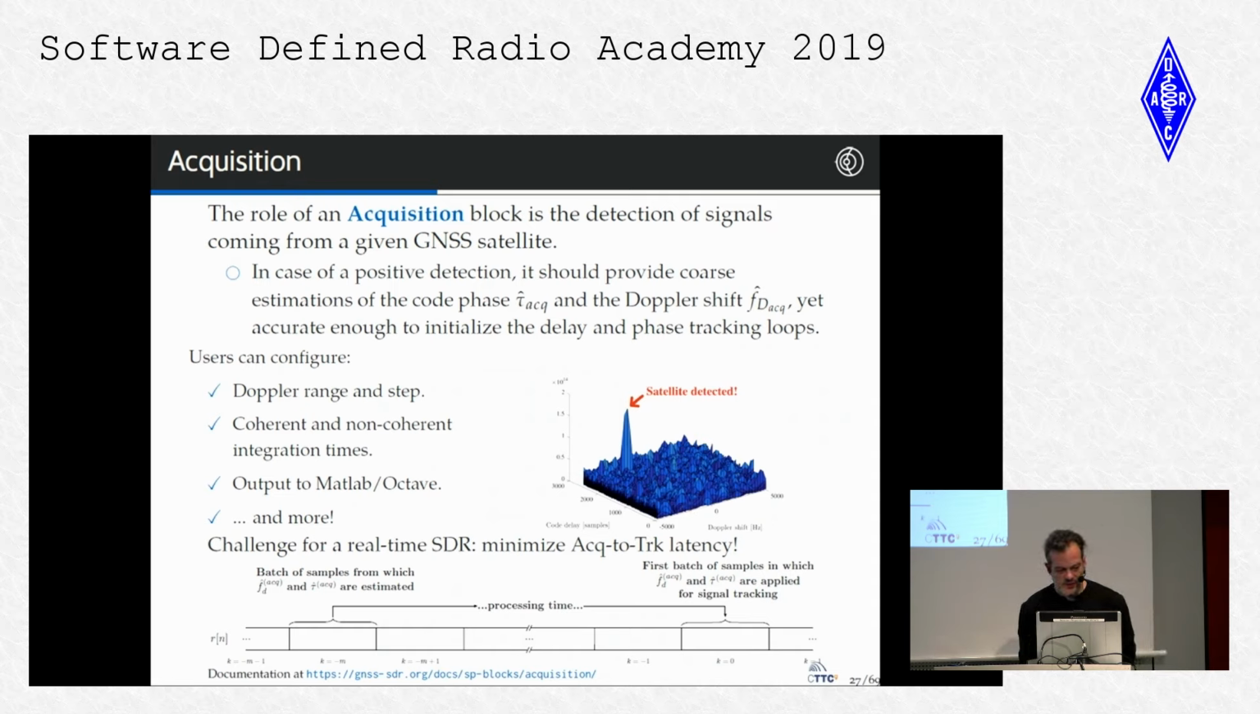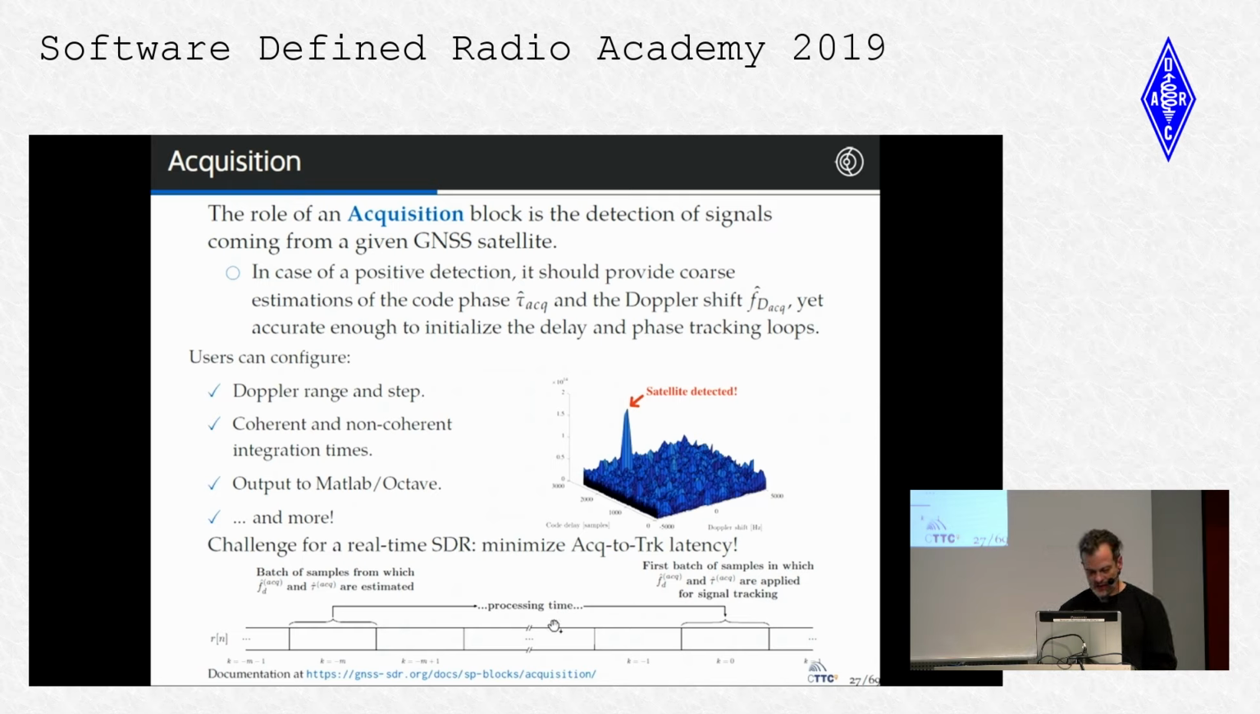I want to mention a challenge here for real-time software-defined radios. You really need to work to minimize the time you spend in the computation of this acquisition. So you take some samples from the flow graph of samples, you do the computation, and you inject the result, but maybe the evolution of the parameters has moved. So you need to make this interval as short as possible in order to really catch the synchronization parameters.